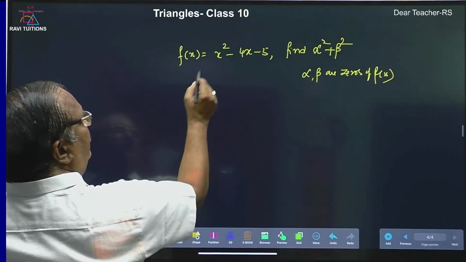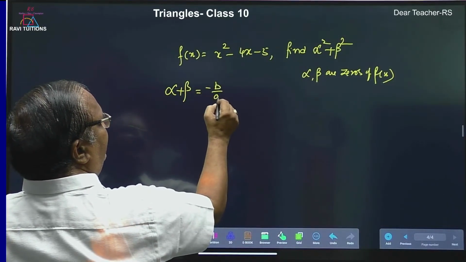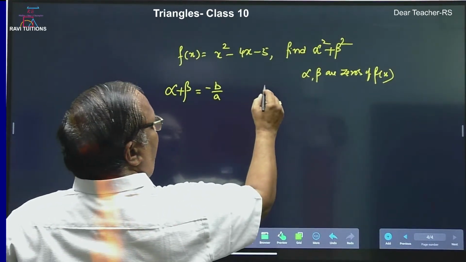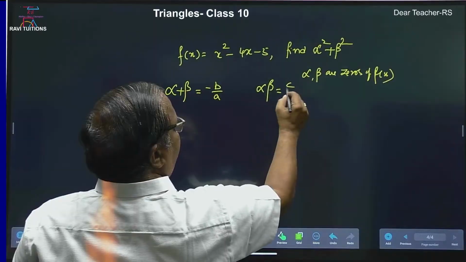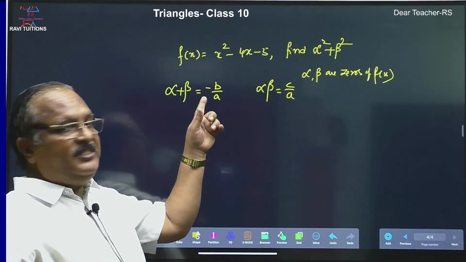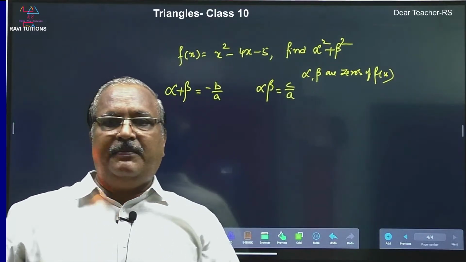So now we know alpha plus beta is equal to minus b by a. This is the formula. Alpha into beta is equal to c by a. These two are the formulas: sum of the zeros is equal to minus b by a, and product of zeros is equal to c by a.